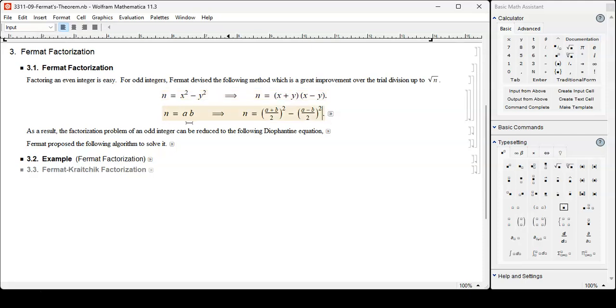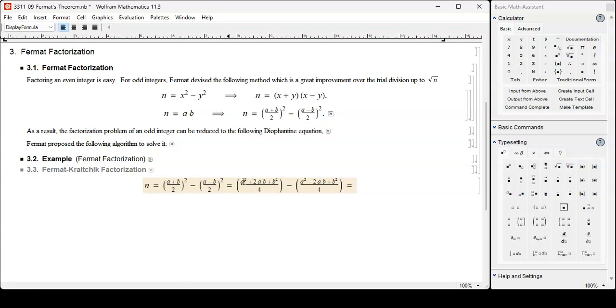If you write n as a times b, then you can rewrite it as a plus b over 2 squared minus a minus b over 2 squared. Are you comfortable with this computation? Let's see. What is the first complete square? a squared plus 2ab plus b squared over 4, minus a squared minus 2ab plus b squared over 4. So 4, that's it, isn't it?